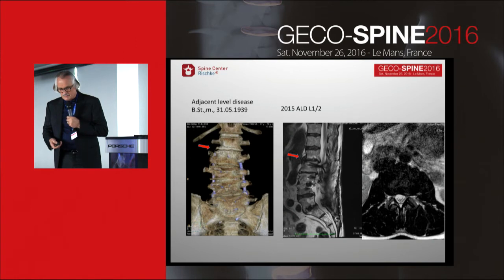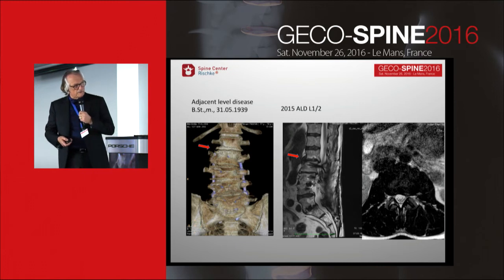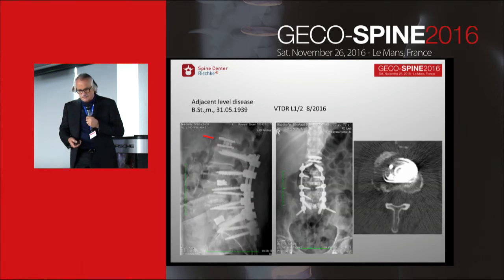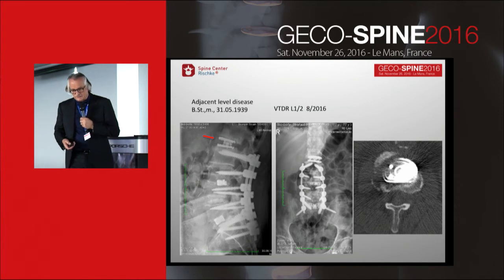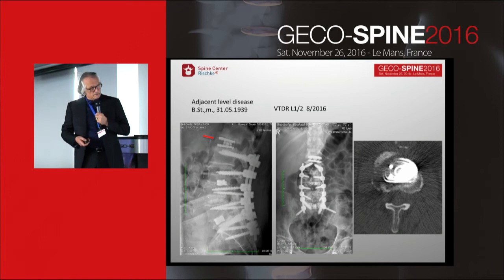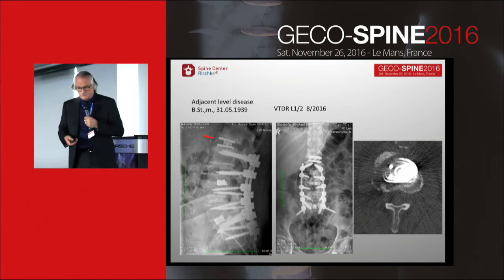And he came to me with this adjacent level disease in L1, L2. And you can see the displacement and instability of L1, L2 now in the process of this typical adjacent level disease. And I removed it from laterally and inserted a prosthesis from anterolateral, in the same manner as has been described. And in the CT scan, the position of the prosthesis is well performed.